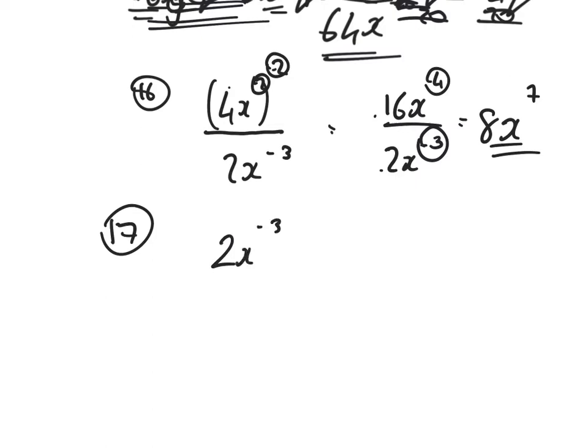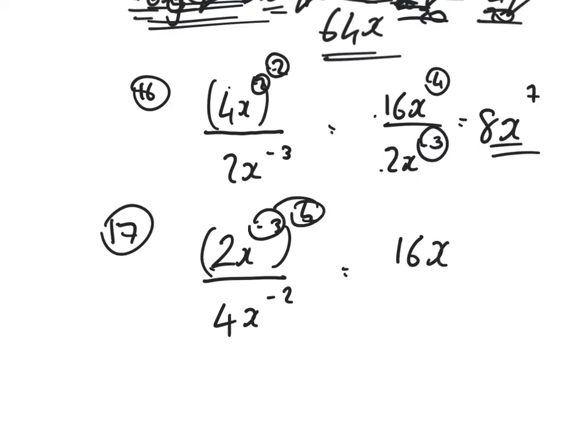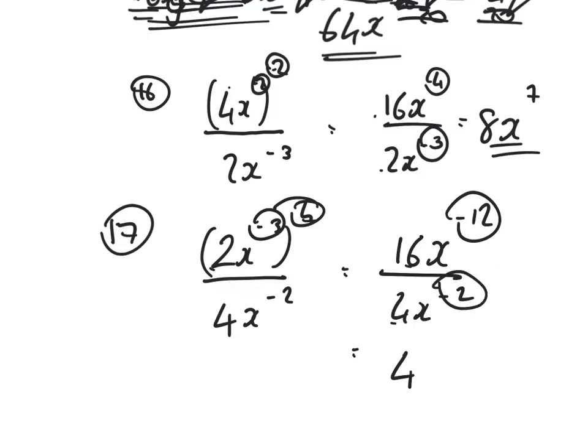Example 17, 2x to the minus 3 brought to the power 4, divided by 4x to the minus 2. 2 to the power 4, 2 times 2 times 2 times 2, that's 16. Multiply the powers, minus 3 times 4 is minus 12, 16x to the minus 12, divided by 4x to the minus 2. 16 divided by 4 is 4. Minus 12 minus minus 2 is minus 12 plus 2. That's minus 10, 4x to the minus 10.